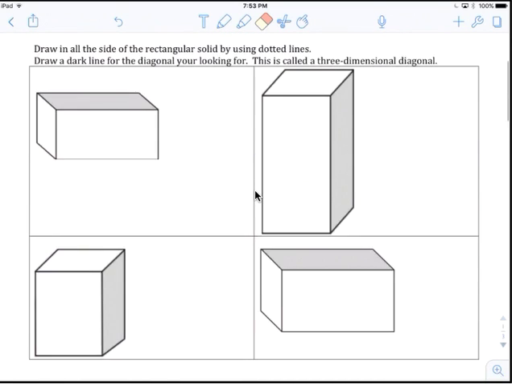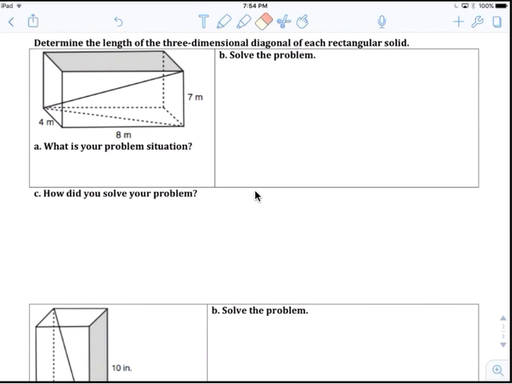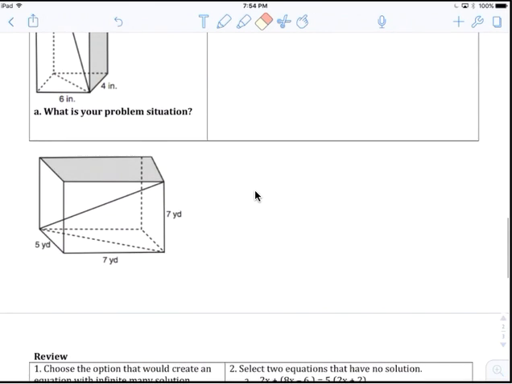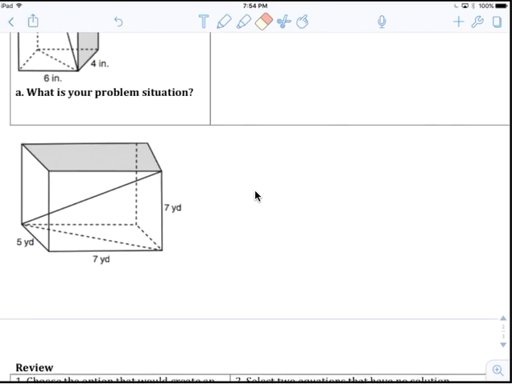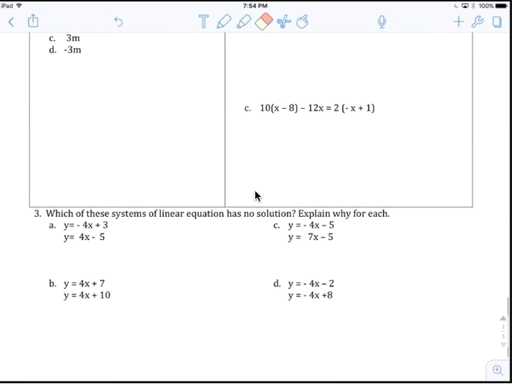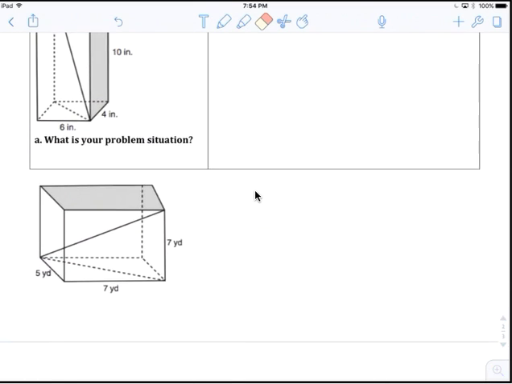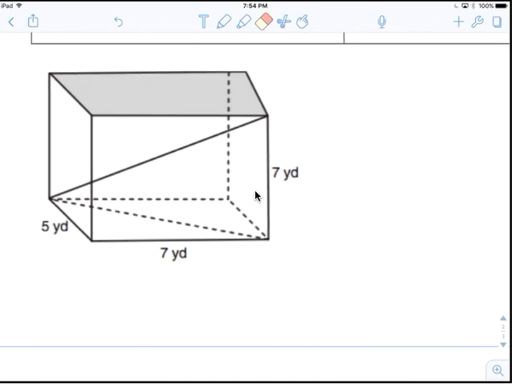This goes with the activity we did inside with the sticks in the shoe box. Okay, we did problem number 1 in class. Let's do, I'll start with this problem right here. Most of you know how to do the review, so I'm not going to worry about that. I'm going to do this one here.